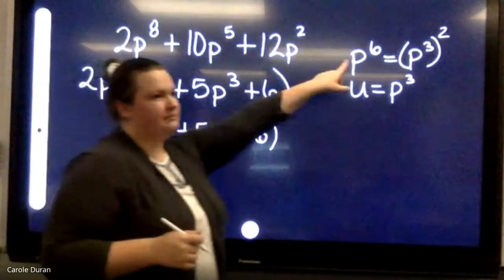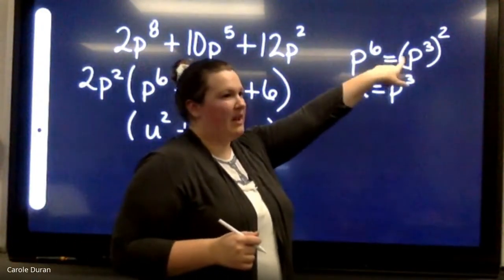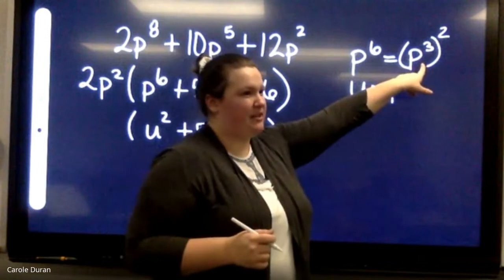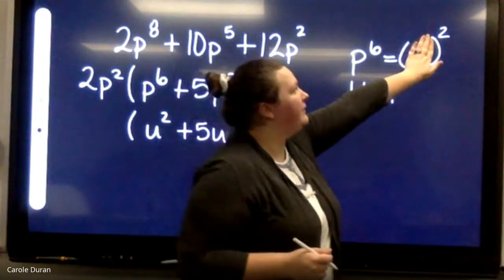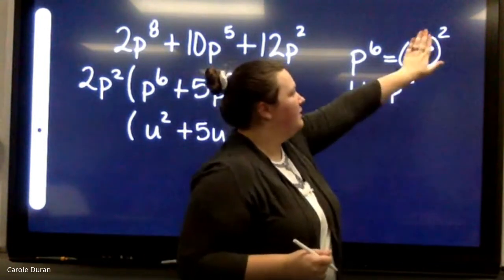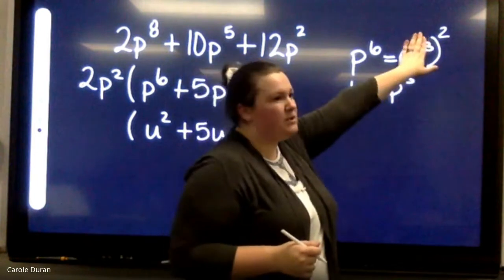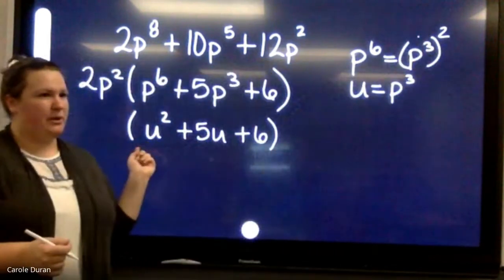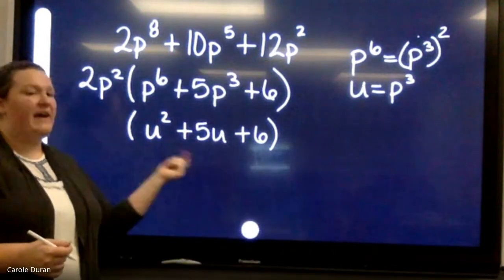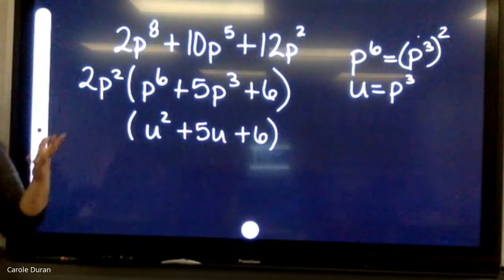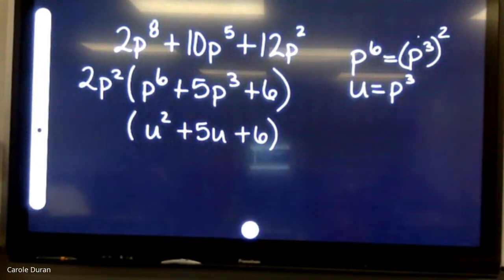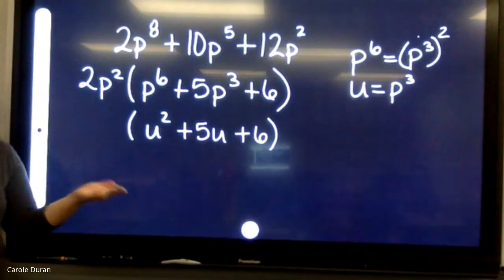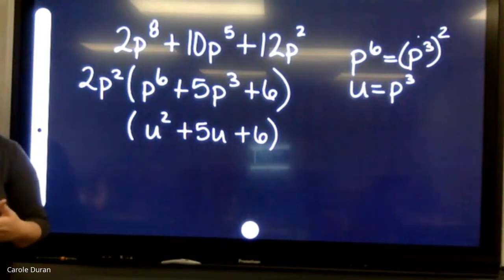Right here, I acknowledge that this is the same as this, correct? So if I temporarily replace that p cubed with a u, this is just u squared, which is a lot more reasonable to work with, because my goal here is to factor, and we factor quadratics all the time. Okay, I see now. So I turned it into something more manageable. I'll replace it at the end so I'm not losing any value. I'm just making it easier to work with.